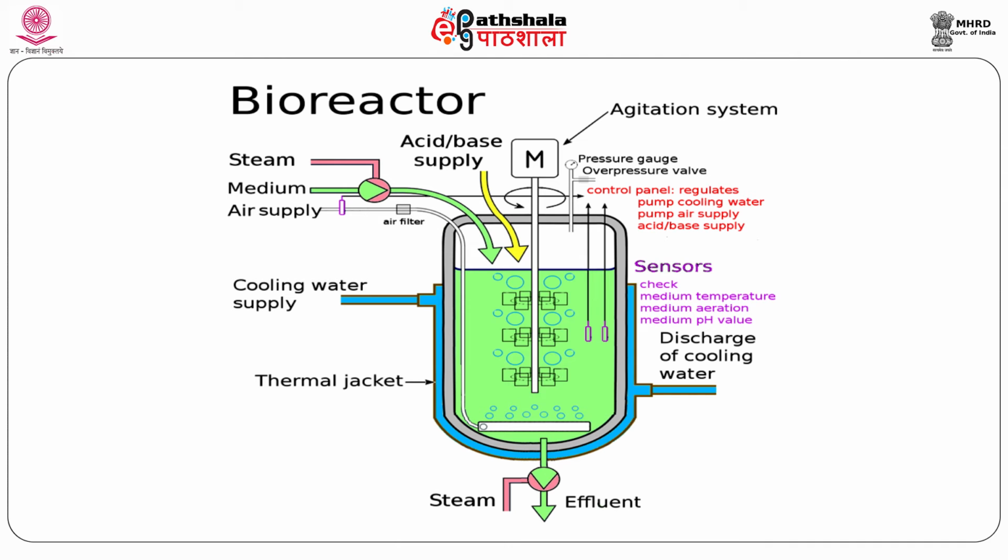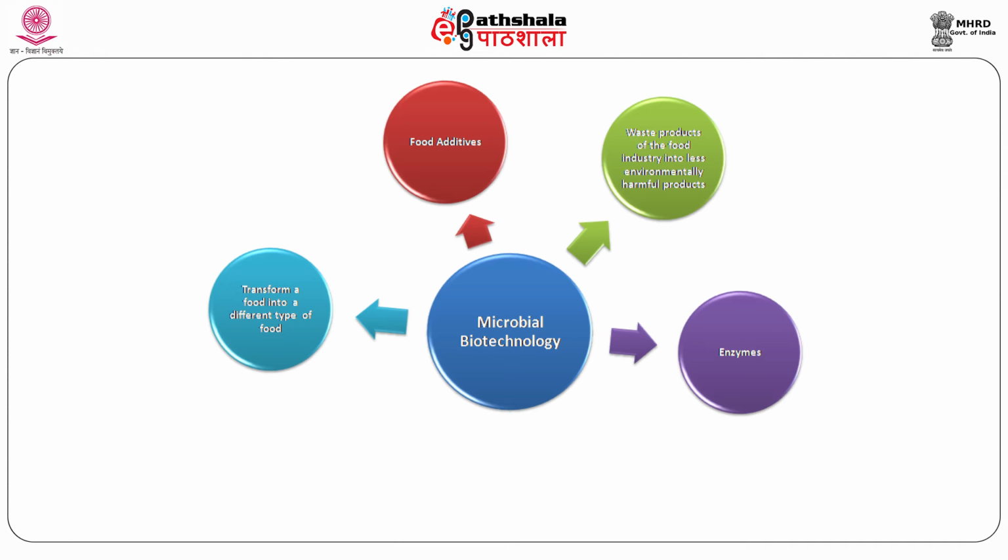They produce a compound that is useful either as a food additive or as a food itself. They produce enzymes that can be used to modify the properties of foods or food ingredients. They transform a food into a different type of food, or they transform waste products of the food industry, for example, cellulose, into less environmentally harmful products, say for example, carbon dioxide.